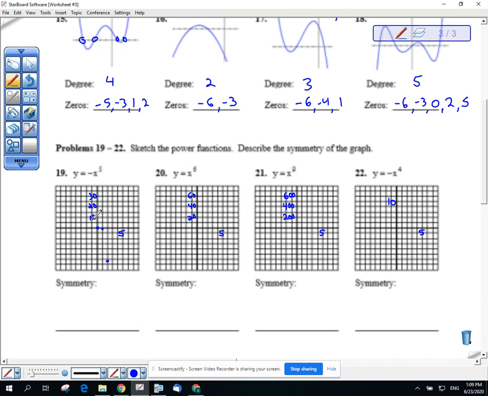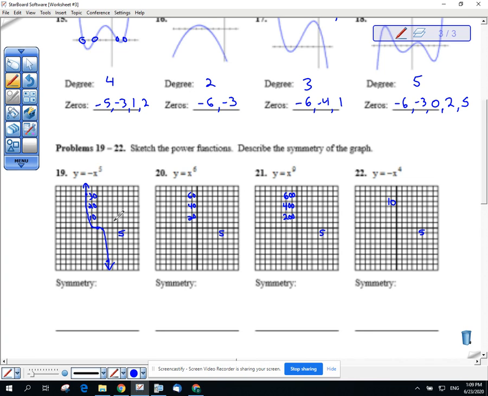Now if you do the same thing with negative numbers, -1 to the 5th is -1. Make it positive, that would be 1. That's going to be about right there. And then -2 to the 5th is -32. Make it positive, and we're about right there. So do your best to draw a curve that passes through those points, and you've got it.